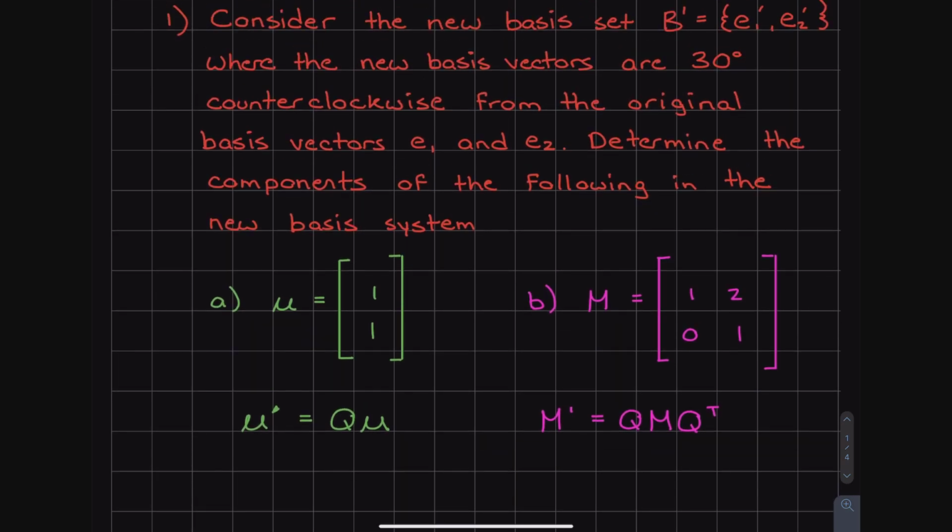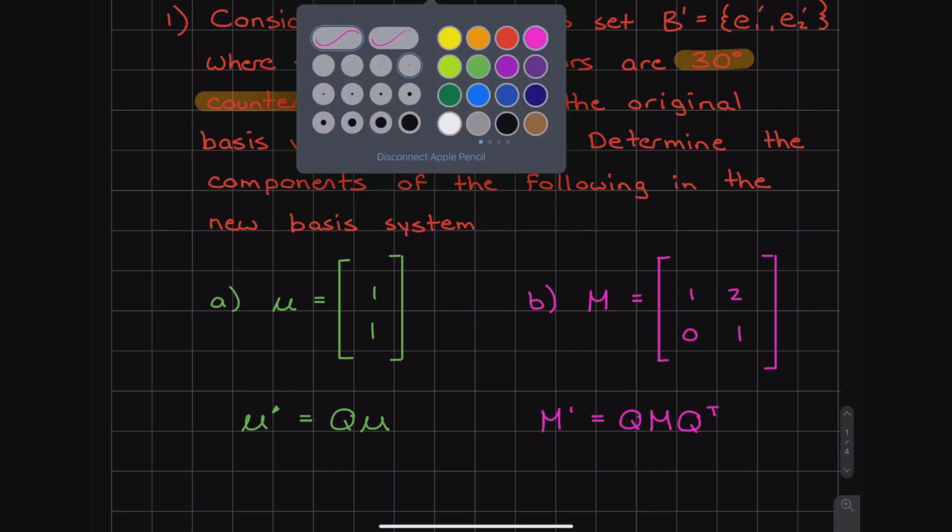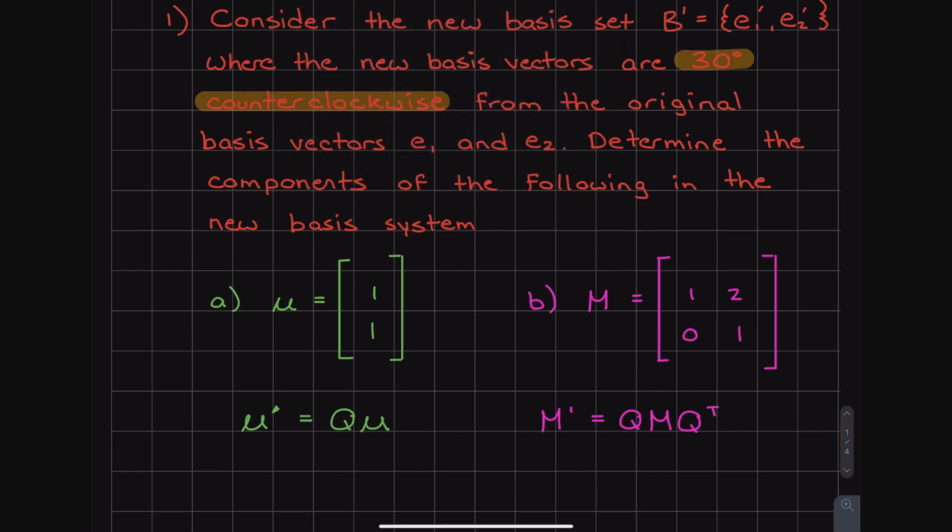If we look up at the question, it says that the basis vectors are 30 degrees counterclockwise. And it's very important to note not only theta, but also the degrees. What is very important to notice is what direction is being rotated. In this case, it's counterclockwise.